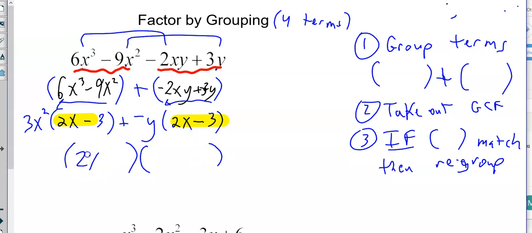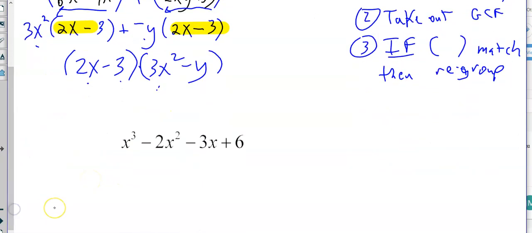So one of them is going to be 2x minus 3, and then the one left over is 3x squared minus y. If you're not sure you got it right, you can always double check by multiplying it out. 2x times 3x squared is 6x cubed. Negative 3 times 3x squared is negative 9x squared. And keep going and just check it. Never a bad idea.